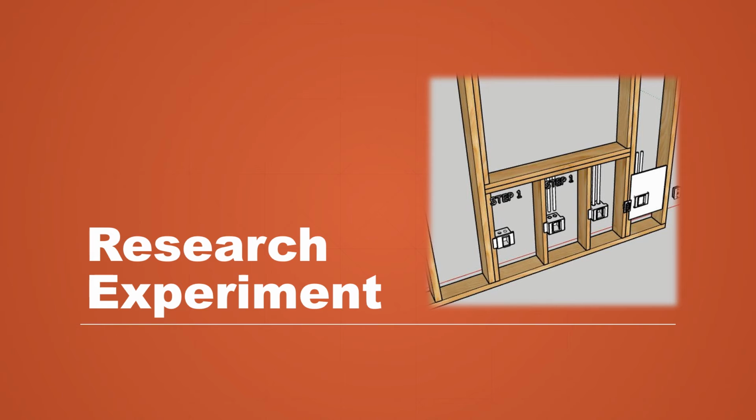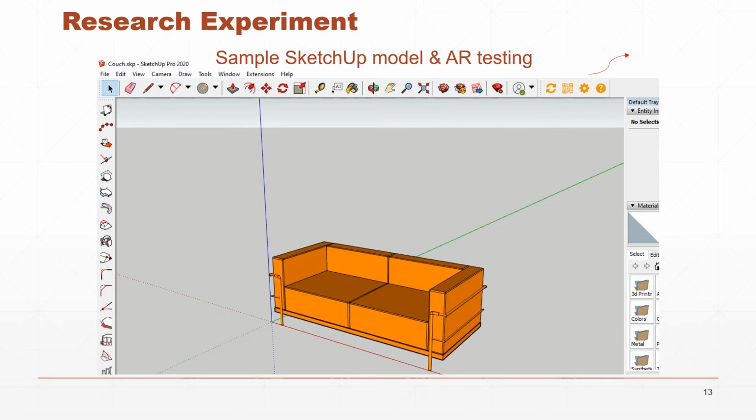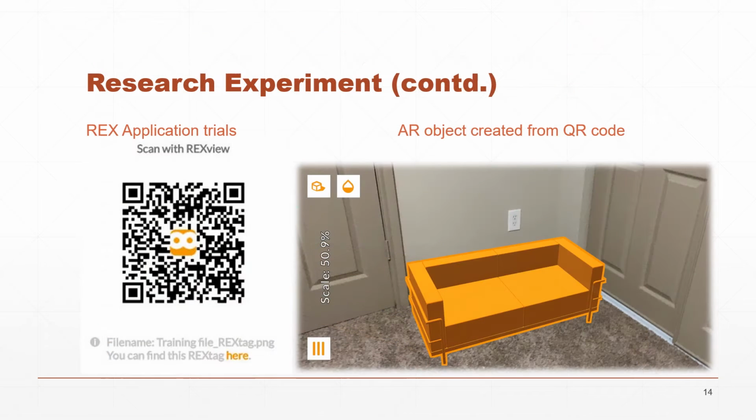Just to give you an idea, here is a bit more detail on how we implemented the QR code approach. We had a 3D model such as this couch and we installed third-party software. In our case, it was Rex. There are some others available in the market. So you can print a QR code based on the model, whatever you have. Then you can scan that QR code and put the model in the actual environment or real environment where you want to see it located.